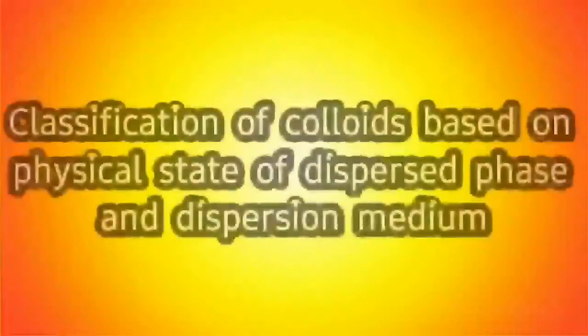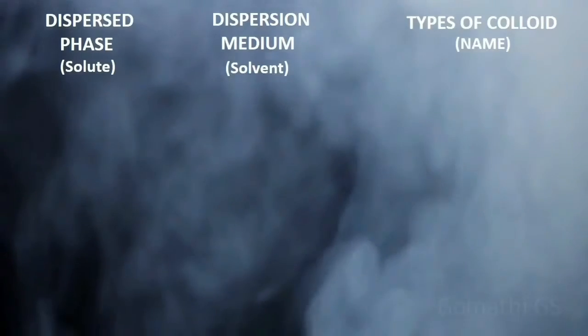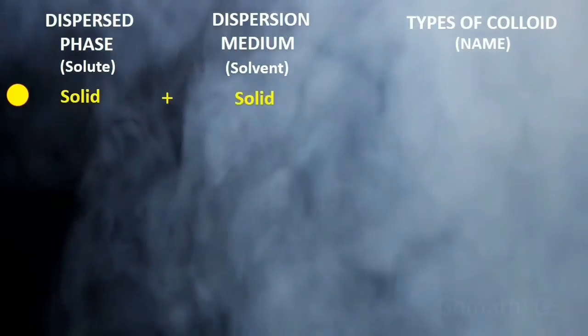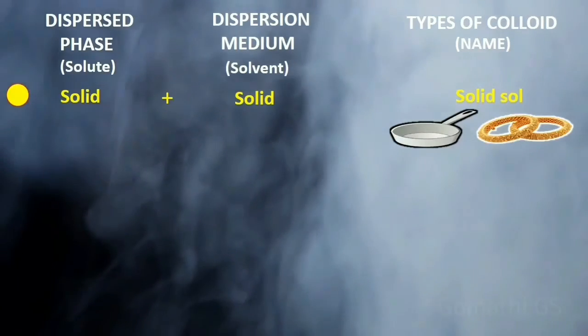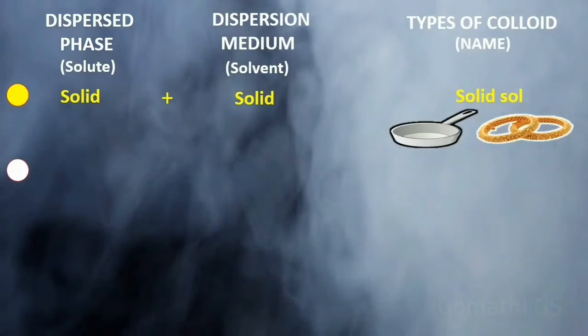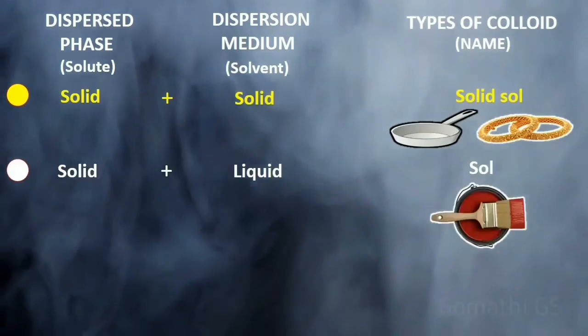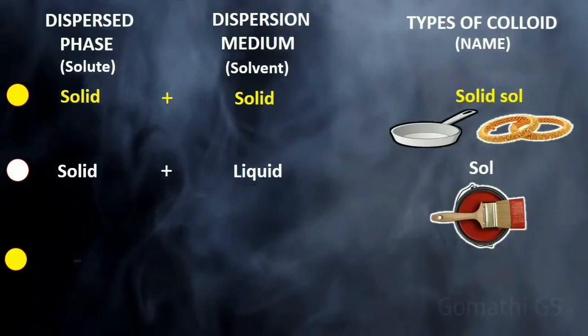Dispersed phase or the dispersion medium can be a solid or liquid or gas. There are 8 different combinations possible. Shall we see one by one? Vessels, jewels, colored glasses are the combination of solid and solid called solid sol. Paints, egg white, ink are formed by the combination of solid and liquid. We can call it as sol.